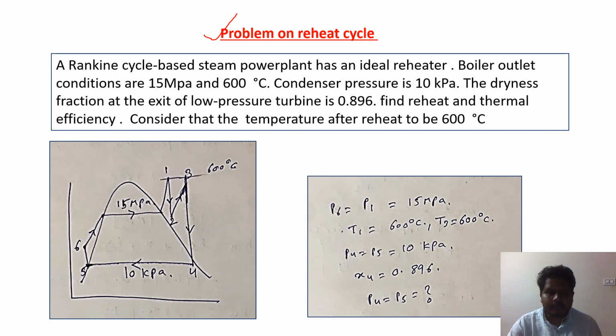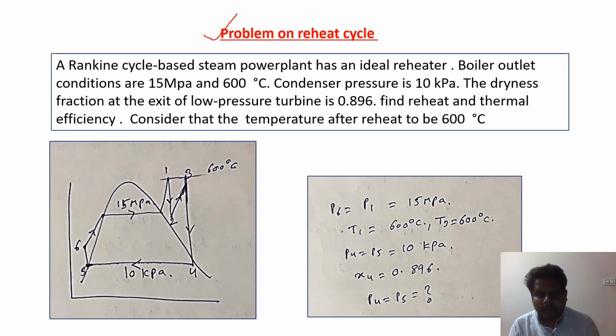Now let us solve a problem on reheat cycle. A Rankine cycle based steam power plant has an ideal reheater. Boiler output conditions are 15 megapascal and 600 degrees centigrade. Condenser pressure is 10 kilopascal. The dryness fraction at the exit of the low pressure turbine is 0.896.